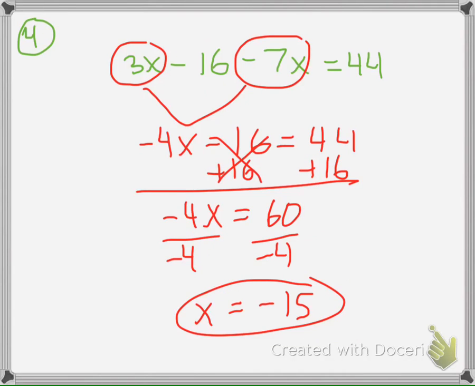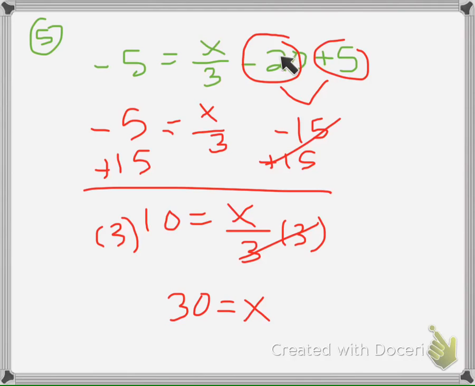Number 4. Okay, again, combine like terms. I have my 3x and -7x. When I combine those, I get -4x minus 16 equals 44. I have to add 16 on both sides to get rid of it. I'm left with -4x equals 60. Divide by -4 on both sides, and I'm left with x equals -15.